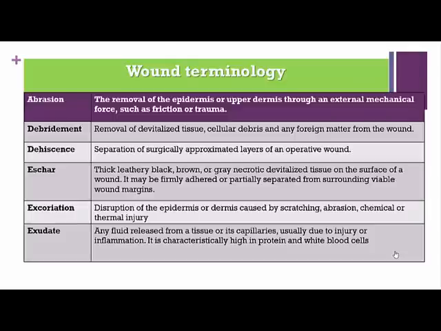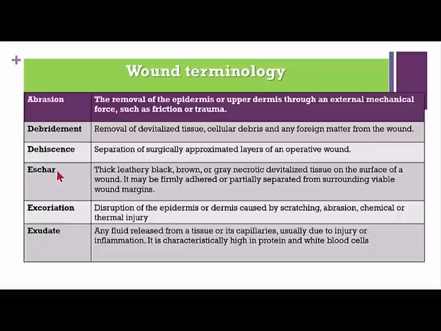Let's see the wound terminology. What is abrasion? Abrasion is removal of the epidermis or upper dermis due to mechanical force such as friction or trauma. Let's see debridement. Debridement means removal of devitalized tissue, cellular debris or any foreign matter from the wound. What is dehiscence? It's separation of the surgically approximated layers of an operative wound.